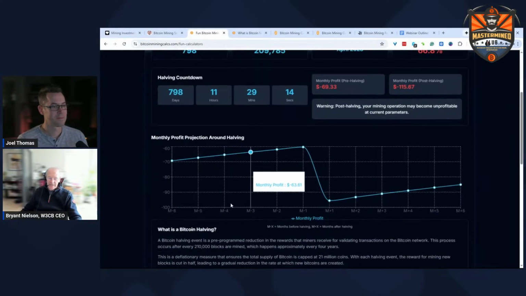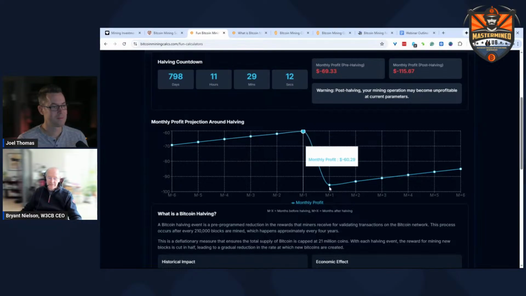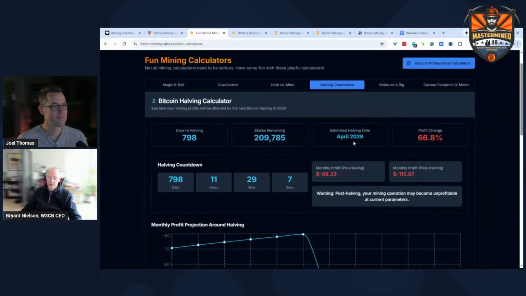What is going to happen when the next halving happens, and how is that going to negatively or positively impact what you're trying to do? And again, it gives you how many days, how many blocks remain, and when is the estimated next halving.